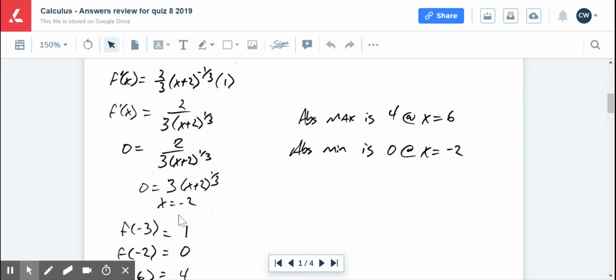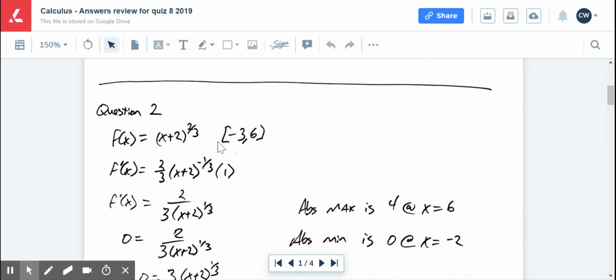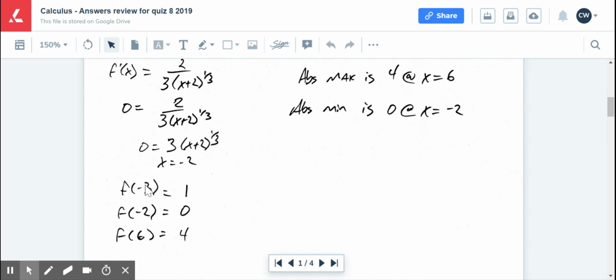Set it equal to 0. Set both parts equal to 0. 2 doesn't have a variable with it, so I don't have to worry about that. Set the bottom equal to 0. I can get rid of the 3, get rid of the 1/3. X is going to be -2. So then I need to plug my endpoints, which are -3 and 6. So -3 and 6. And I plug in my critical point.